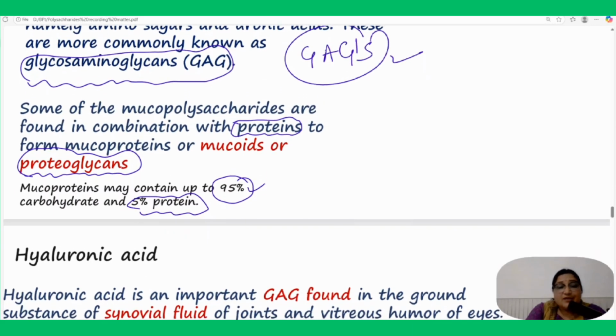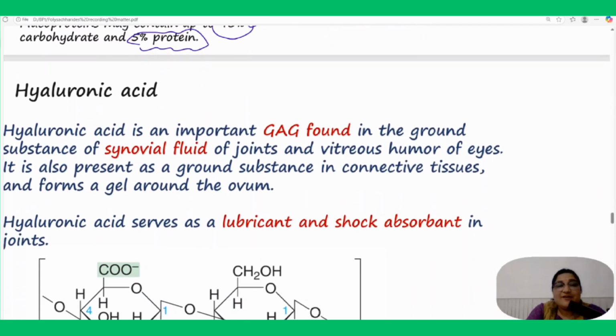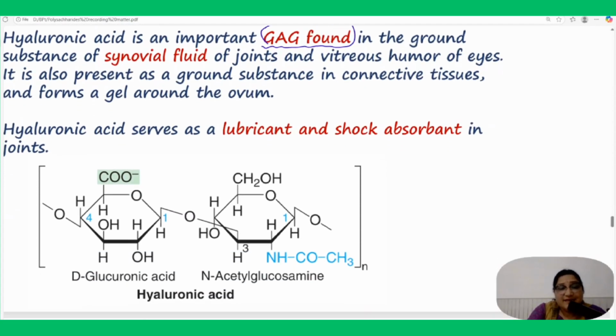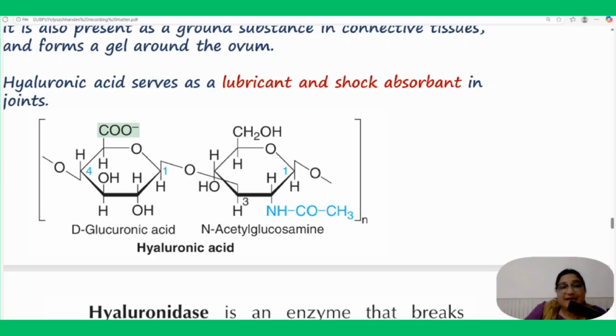All right. So now moving on to the first example, which is the hyaluronic acid. Now this hyaluronic acid is the important glycosaminoglycan found in the ground substance of synovial fluid of the joints, and it is also present in the vitreous humor of eyes. Okay, so when we talk about the functions of hyaluronic acid, we already know that it is going to serve as a lubricant in the joints.